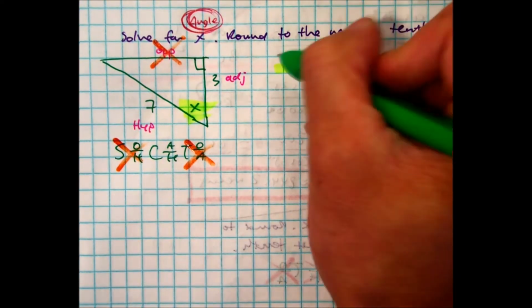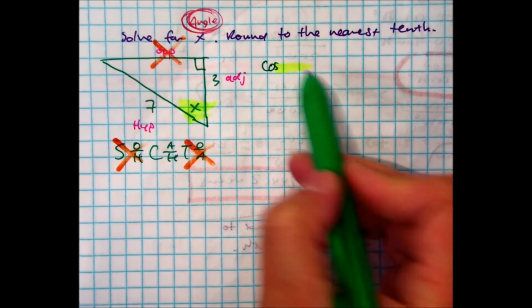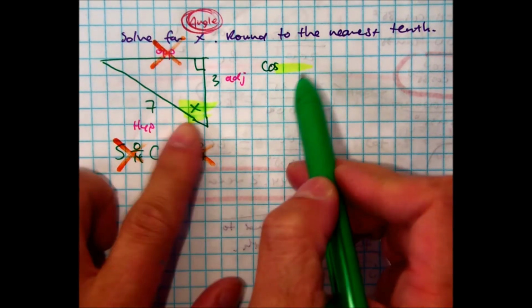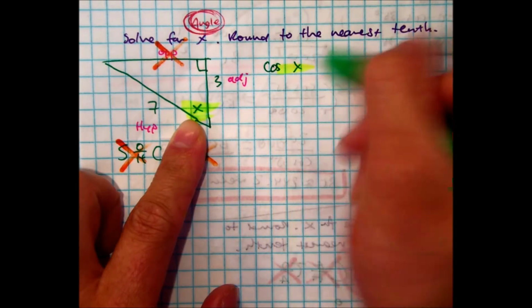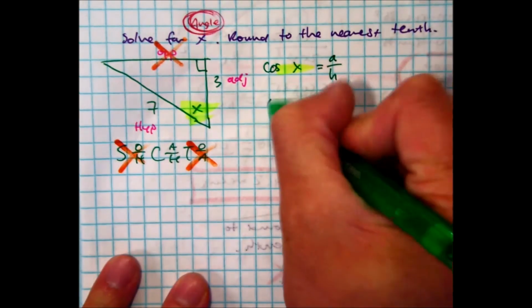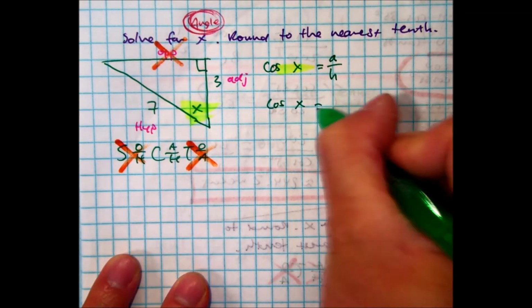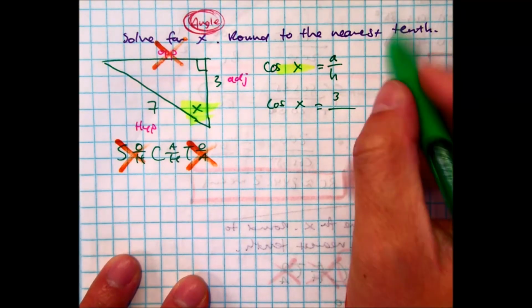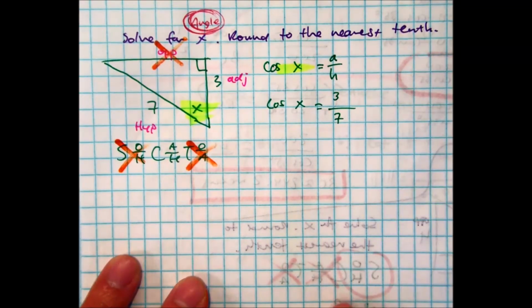So I'm going to write cosine of the angle. What's the angle there? X equals adjacent over the hypotenuse. What is the adjacent side, class? 3. And the hypotenuse? 7. Alright, here it is.